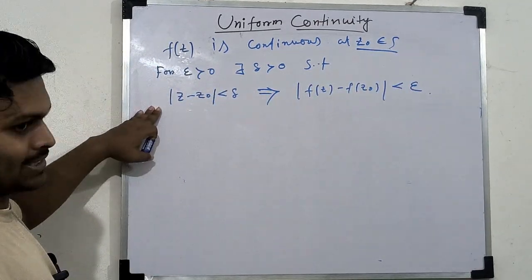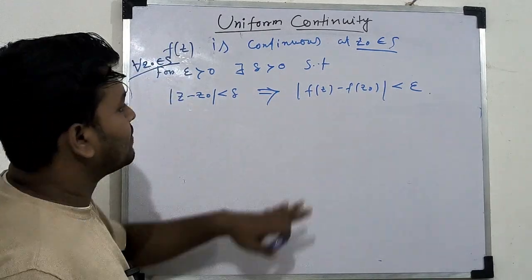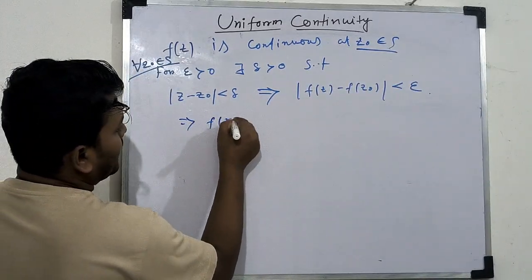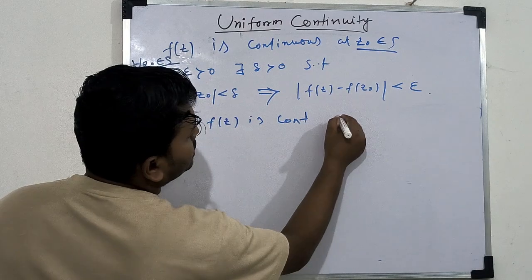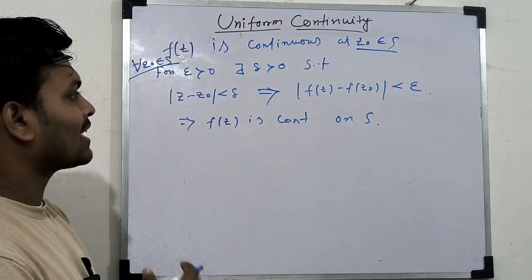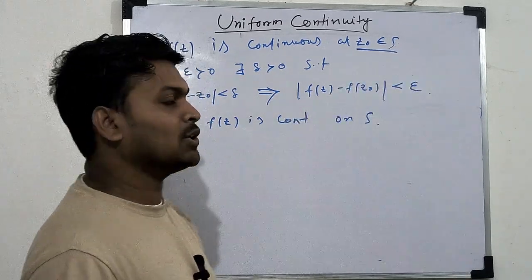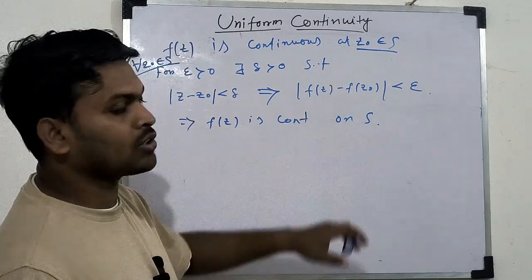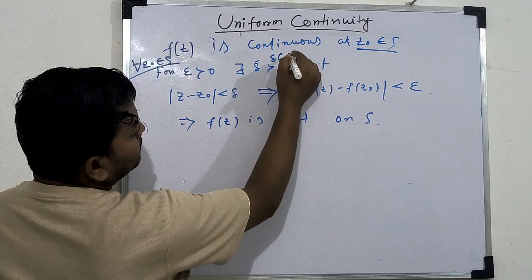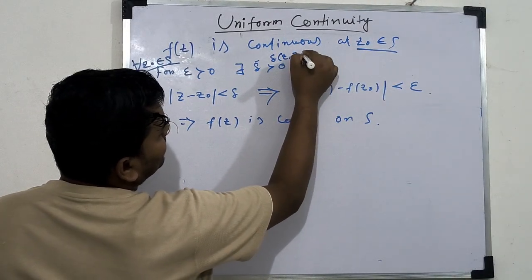So if this case happens for each z0 belonging to S, that is, if a function is continuous at each point of this set S, then we say f(z) is continuous on the set. And for continuity, here delta is dependent on this epsilon and also on this point z0.